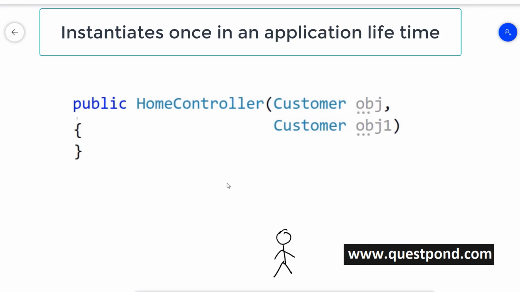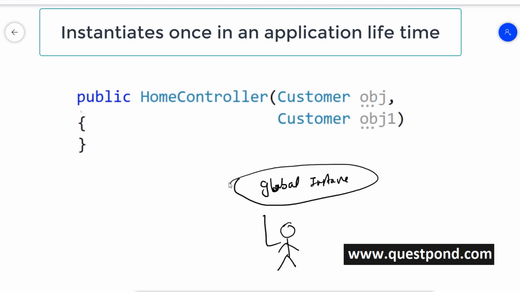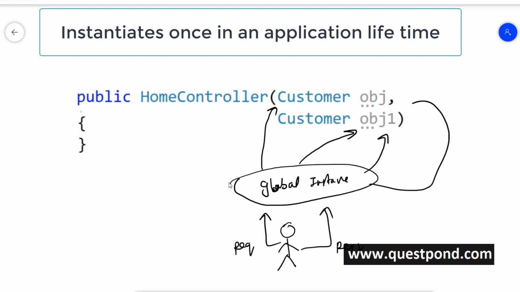In case of add singleton, only one big singleton object is created for the whole application. So for the whole application life cycle, only one global instance is created, right? There will be one big global instance of customer. So you send request 1, the same instance is injected. The same instance is injected. You send request 2, the same instance is injected.